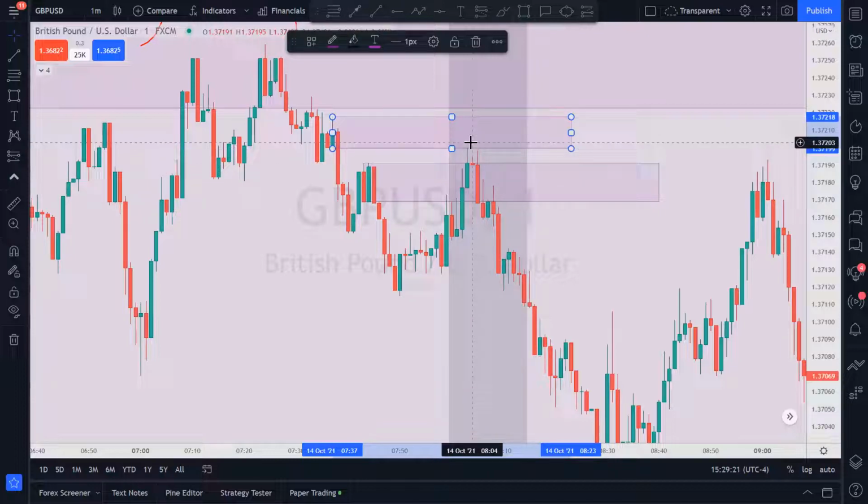All right. It wicked up, gave us this evening star candlestick pattern. And that's when I woke up. I said, oh man, it didn't come back up. I was waiting up here for it. It didn't come back up.